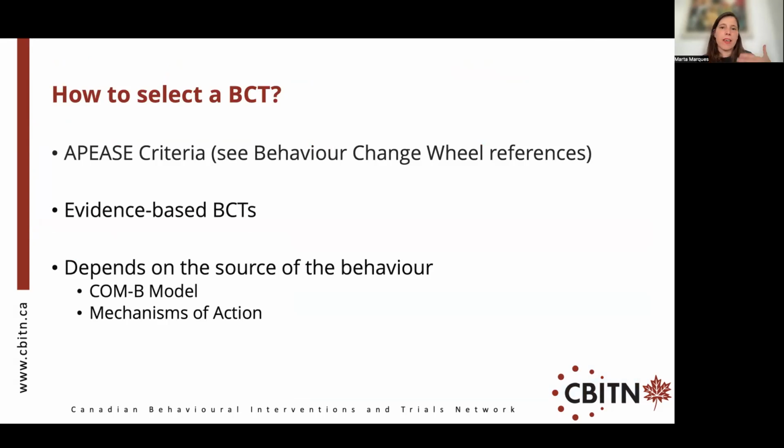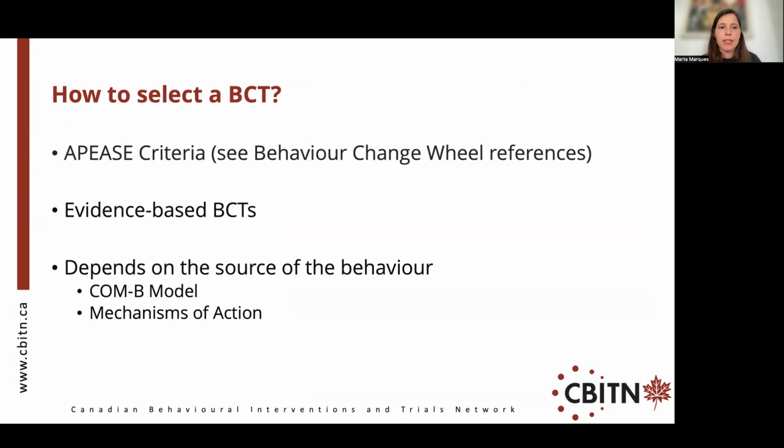So how do you select a behavior change technique? You can identify from these 93 that exist. There are other classification systems. For example, there's one on self-enactable techniques. There's one for motivational interviewing techniques. There's one for self-determination theory-based techniques, etc. But how do you go about selecting a behavior change technique?